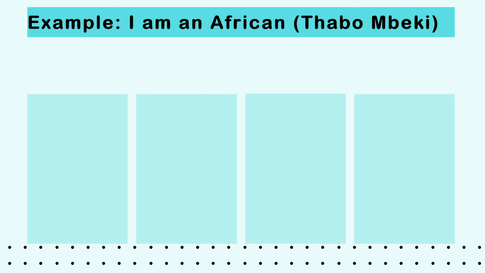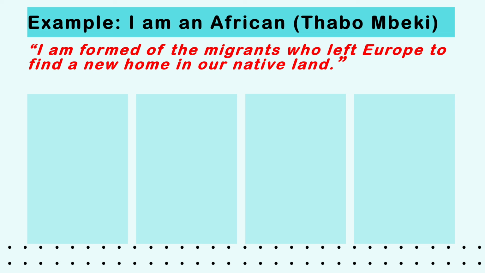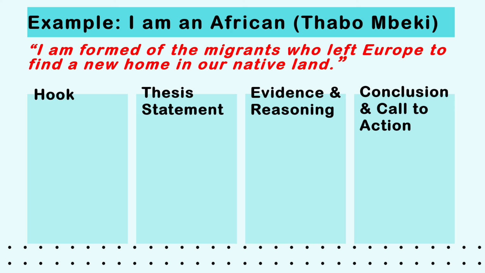Let us have the speech "I Am an African" by Thabo Mbeki as example. A quote from the speech says, "I am fond of the migrants who left Europe to find a new home on our native land." If pakikinggan nyo yung buong speech, mapapansin nyo na the hook declares a powerful identity statement. It instantly creates pride and connection.